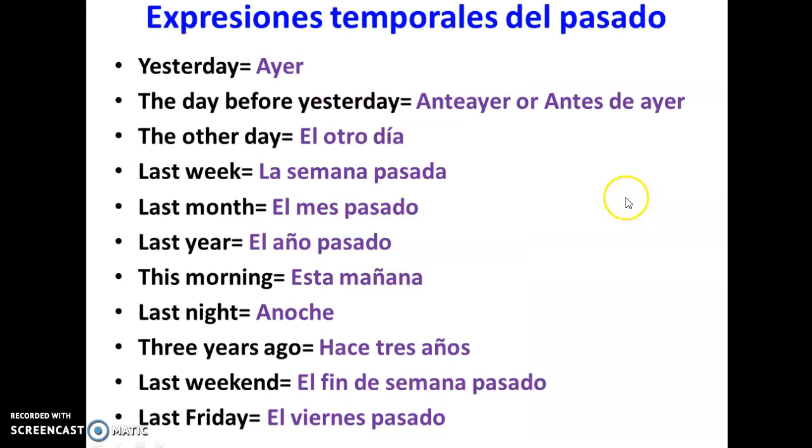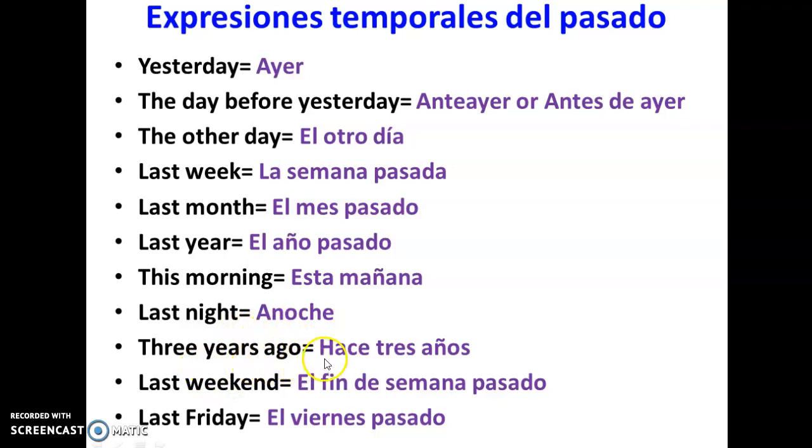So these are several expressions of time that we use in the past. Yesterday, ayer. The day before yesterday, anteayer or antes de ayer. To say the other day, el otro día. Last week, la semana pasada. Last month, el mes pasado. Last year, el año pasado. This morning, esta mañana. Last night, anoche.